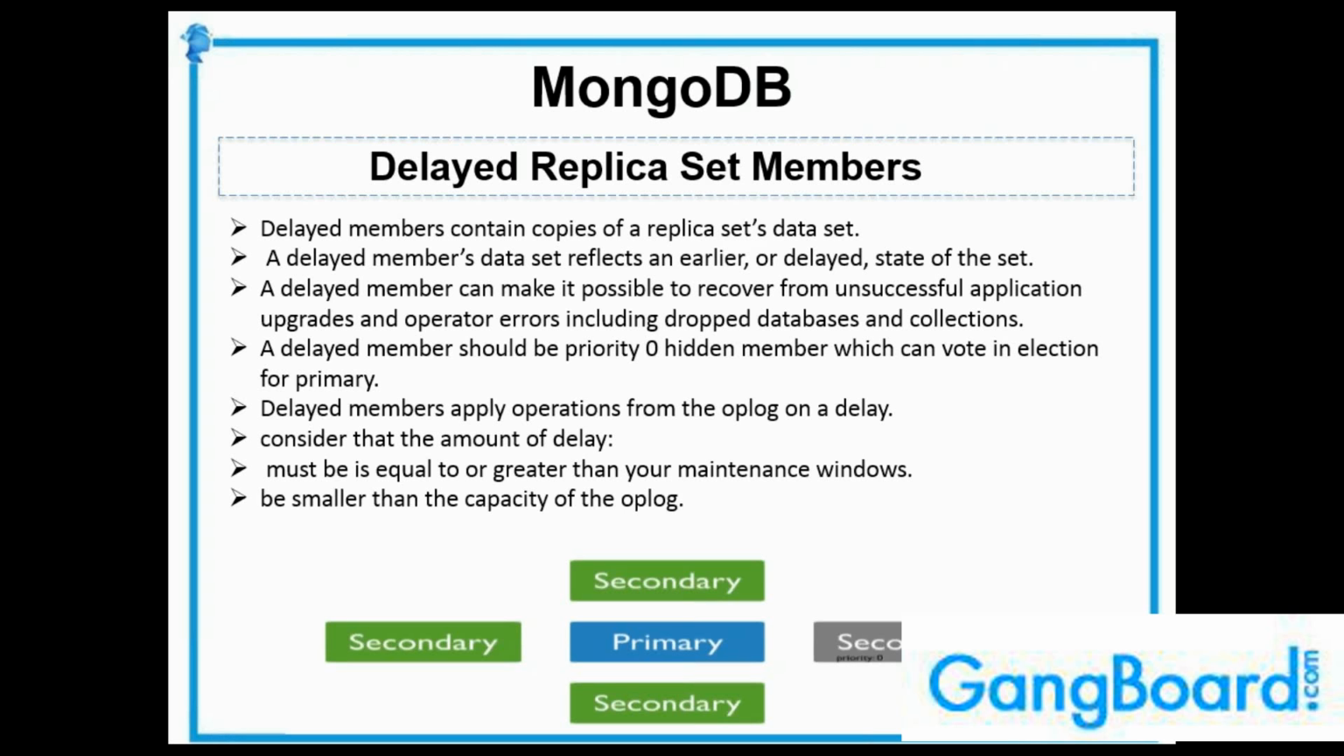Within that duration you need to go and take the backup from the delayed replica, and then you need to reapply it in the primary.